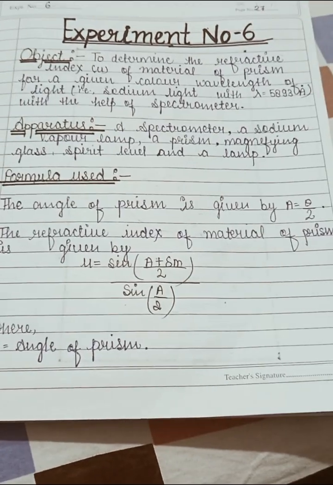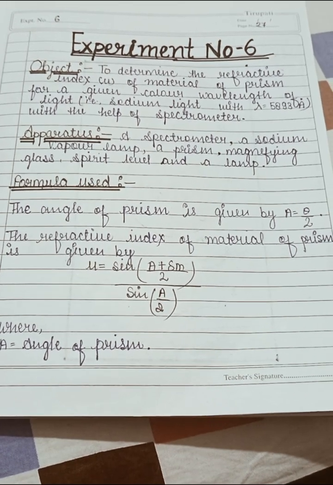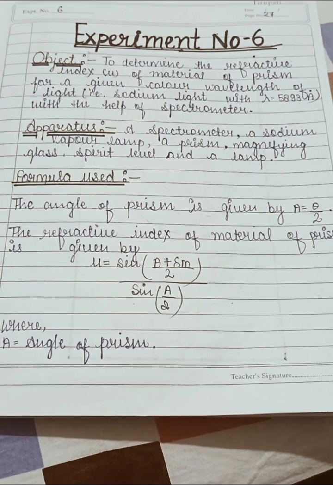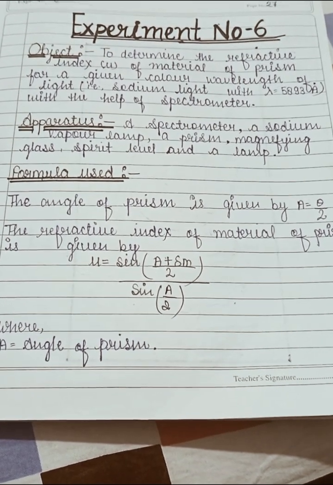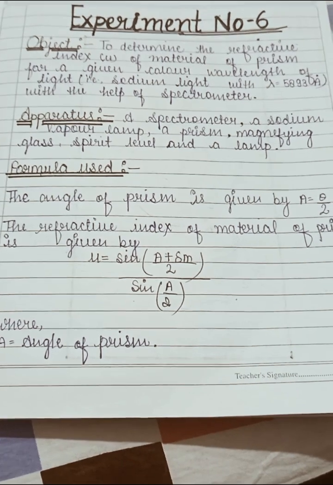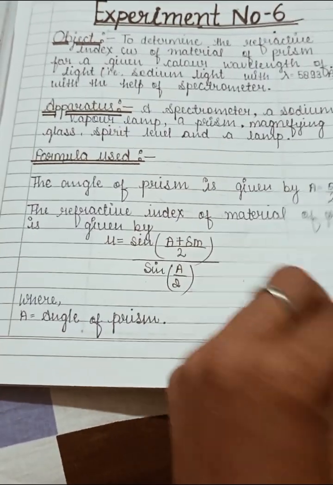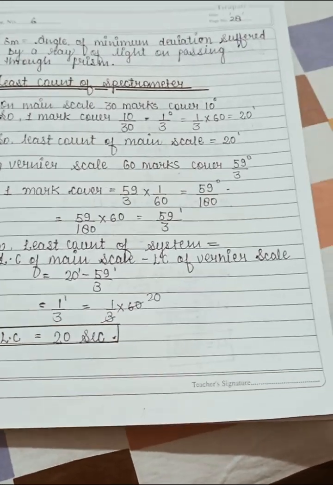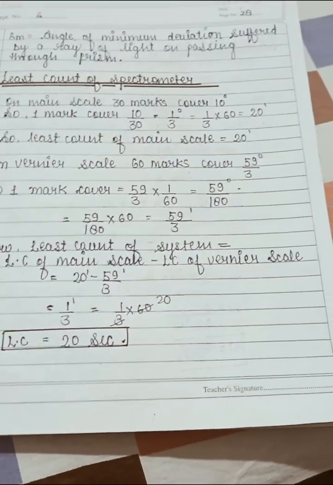Formula used: the refractive index of a prism material is given by the formula mu is equal to sin((A plus delta m) by 2) by sin(A by 2), where A is the angle of prism and delta m is the angle of minimum deviation suffered by a ray of light on passing through the prism.